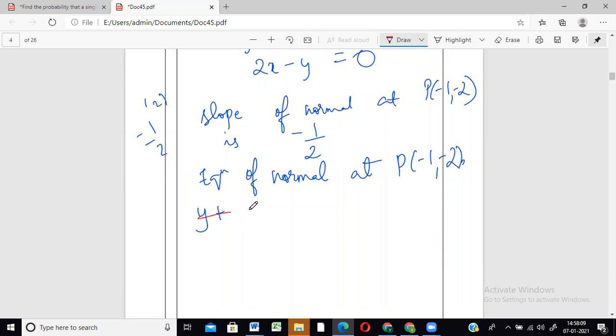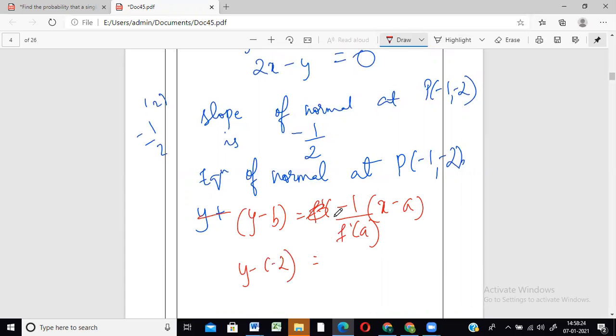So this is y minus b, which is equal to f dash of a, so now we have minus 1 upon f dash of a, times x minus a. This was the equation for the normal. So y minus b was minus 2, which is equal to minus 1 upon, so this answer we have got it as 2, x minus 1.